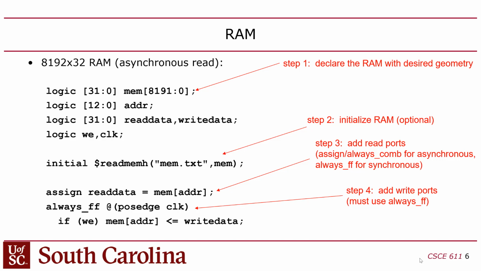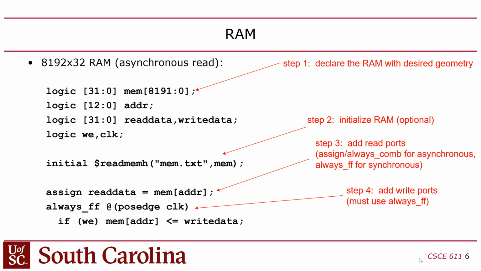Okay. And then I also have this initial block that initializes the memory. You don't always have to have that. That's optional. But in our case, we're going to put it in. That's the way we're going to load the program on our CPU. We're just simply going to initialize the instruction RAM with our program. Okay. Any questions about that?